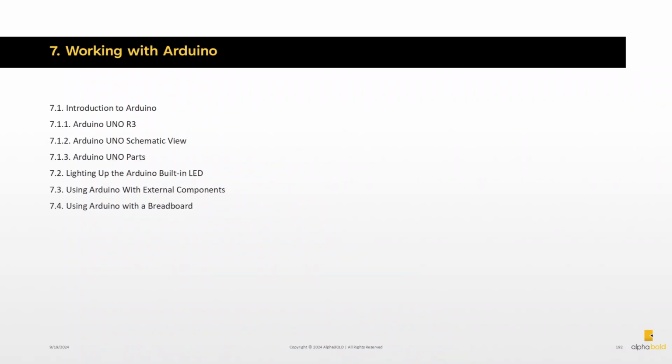This lesson, Working with Arduino, introduces the Arduino platform, focusing on the Arduino Uno R3. It covers the board schematic view and its various components. Practical application begins with controlling the built-in LED and then extends to using external components with the Arduino. Finally, the lesson demonstrates how to use a breadboard for prototyping circuits with the Arduino.